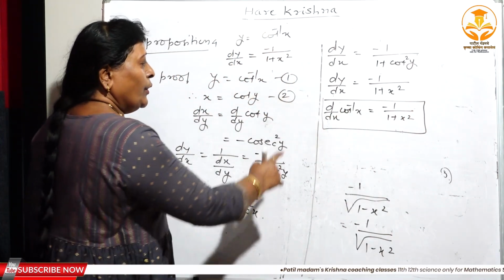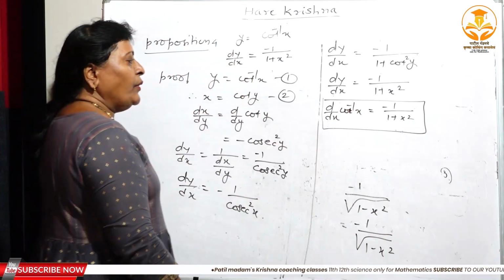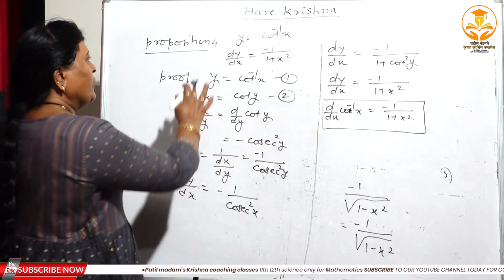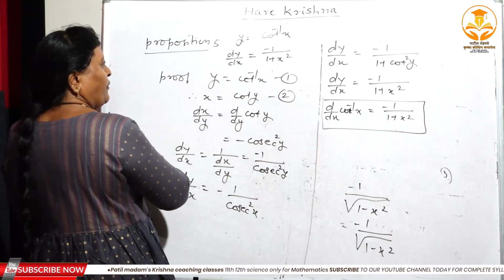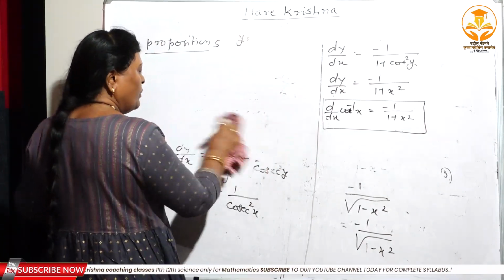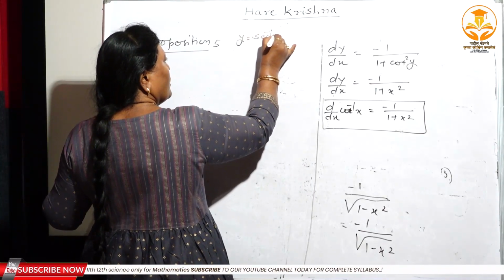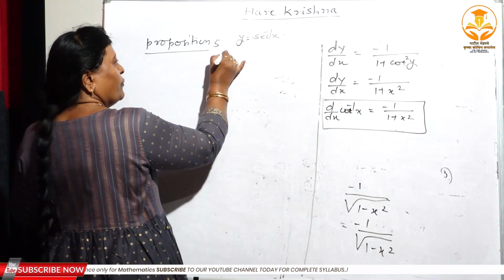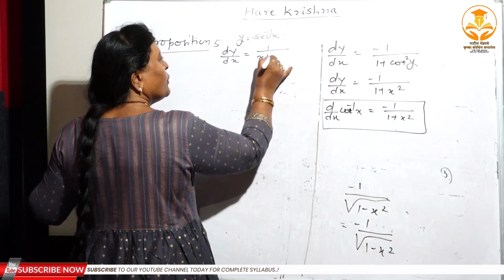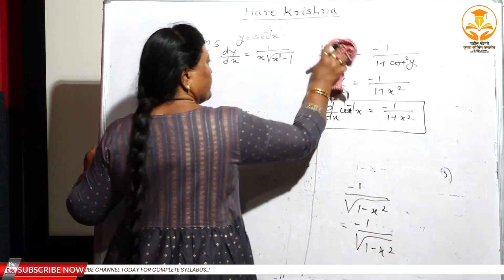Right? So the derivative of cot inverse x is equal to minus 1 upon 1 plus x square. This is the fourth proposition. Now the fifth one: if y is equal to sec inverse x, then we have to prove dy by dx is equal to 1 upon x root of x square minus 1. Again, see the proof here.